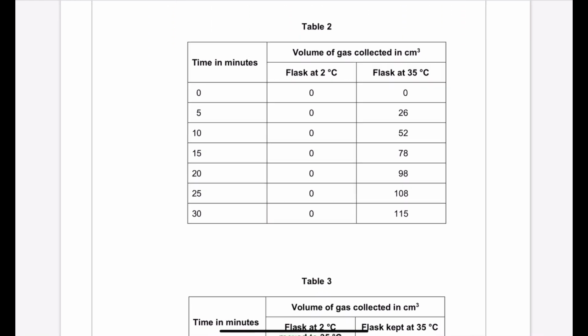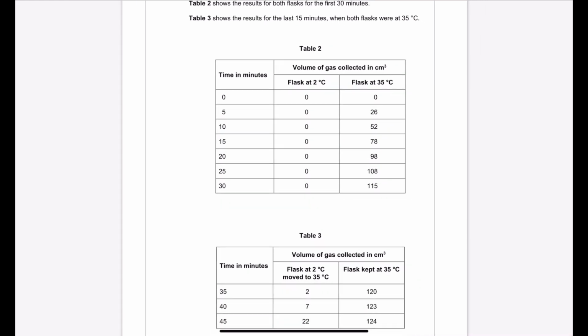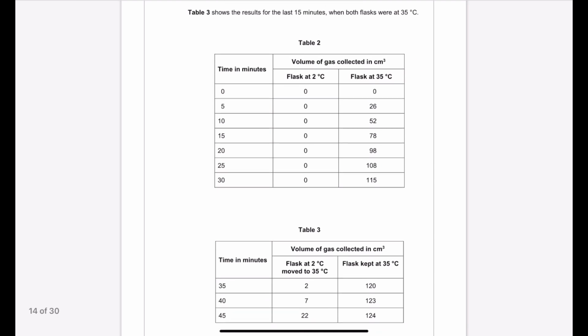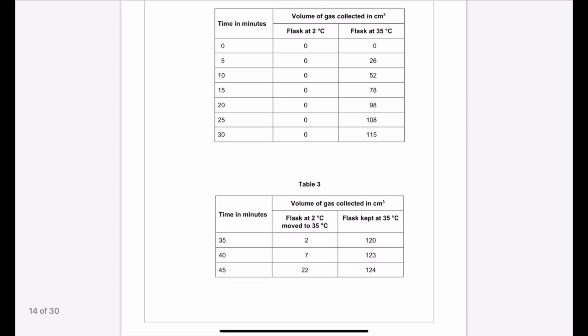If you're going to compare the tables, one flask was kept at 2 degrees Celsius and the other flask was at 35 degrees Celsius. For the last 15 minutes, these flasks were also moved to the temperature of 35 degrees Celsius, and we can see the volume of gas produced in both of the cases.